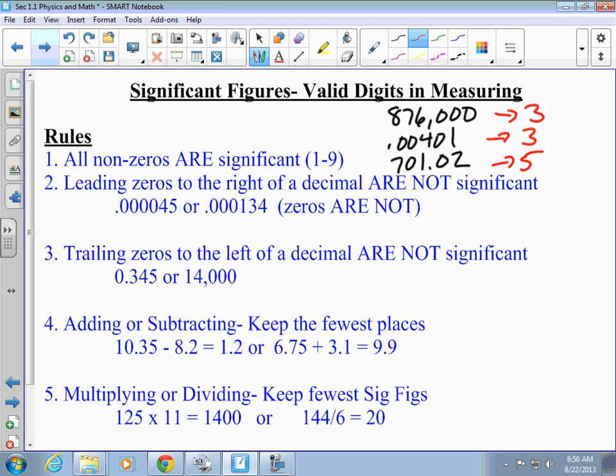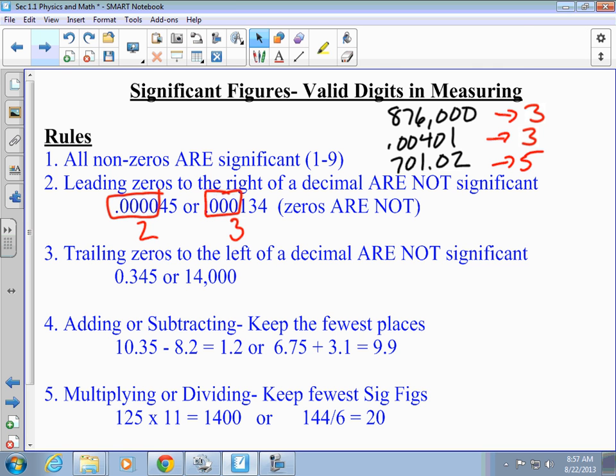So for example, 0.000045. Those 4 zeros do not count, and 0.000045 has 2 sig figs. We go over 0.000134. Those 3 zeros do not count. So my number of sig figs is 3.